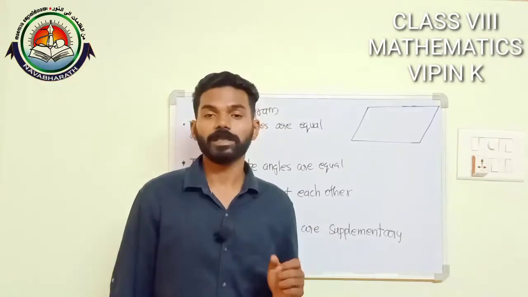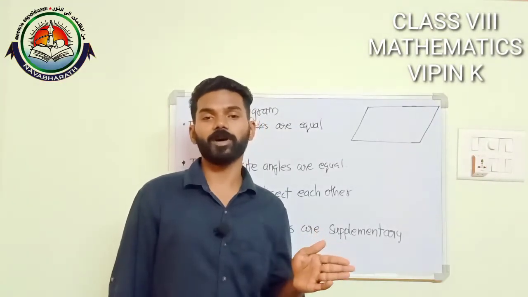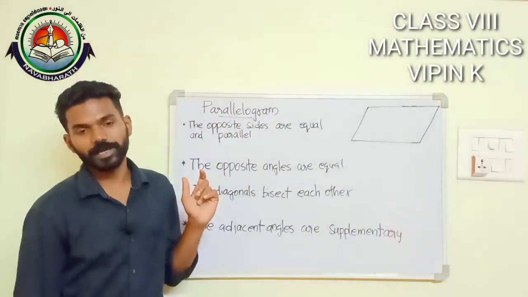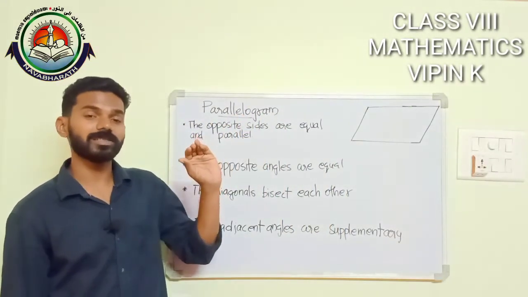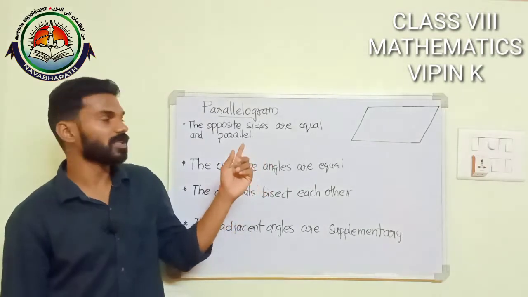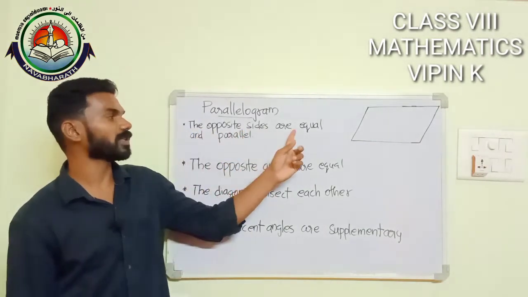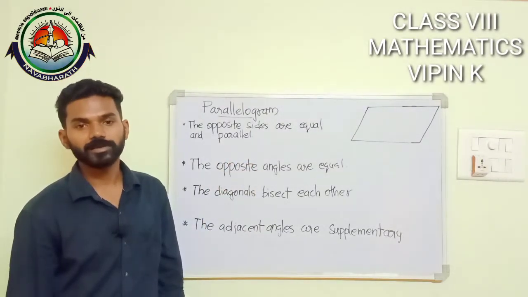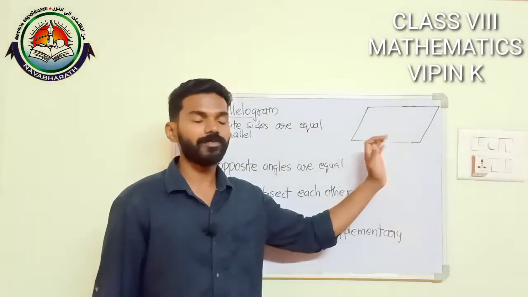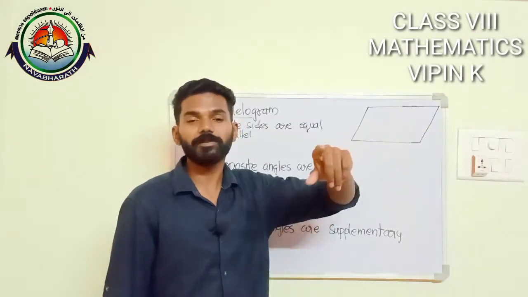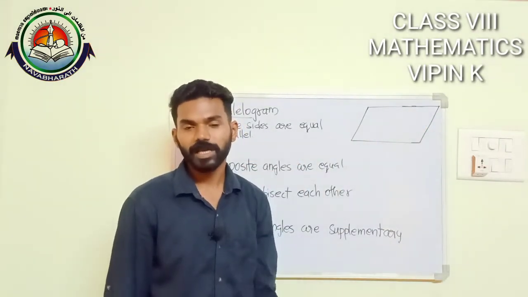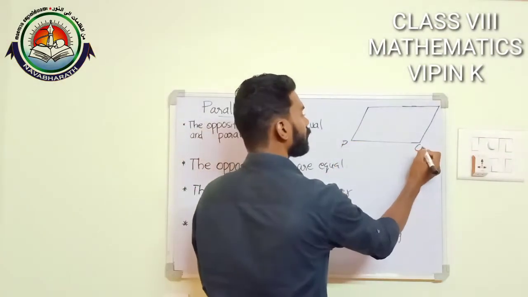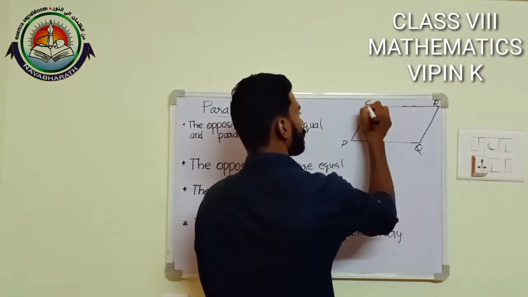Here comes another type of quadrilateral, which is a parallelogram. The basic feature of a parallelogram is that the opposite sides are equal and parallel. On the board, the figure you can see is a parallelogram, and I'm just naming it P, Q, R, S.